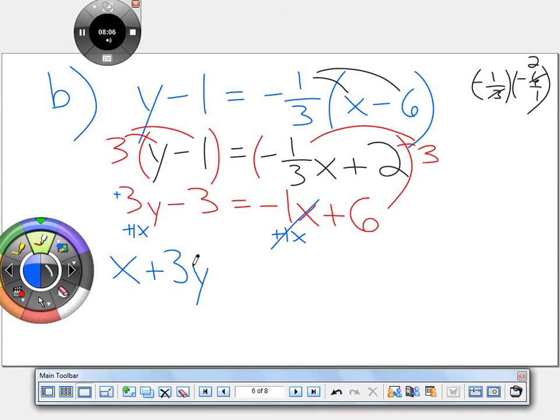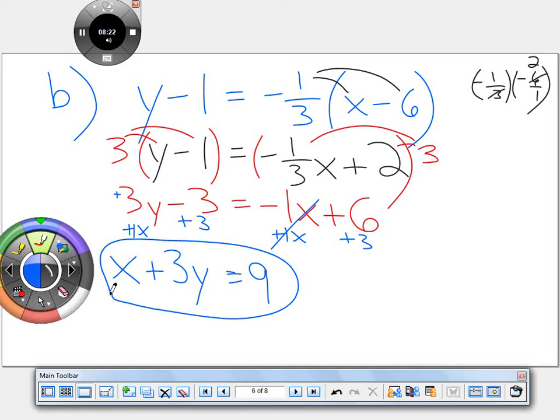So x plus 3y. That minus 3 needs to move over to the other side. So we're going to add 3. So we add 3 to that side. So we're going to have 6 plus 3, so 9. So this is standard form. Okay? So that's a little bit more involved, where you have to distribute and be okay with moving things around.